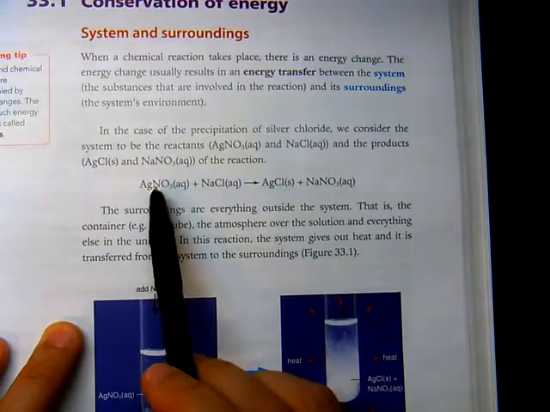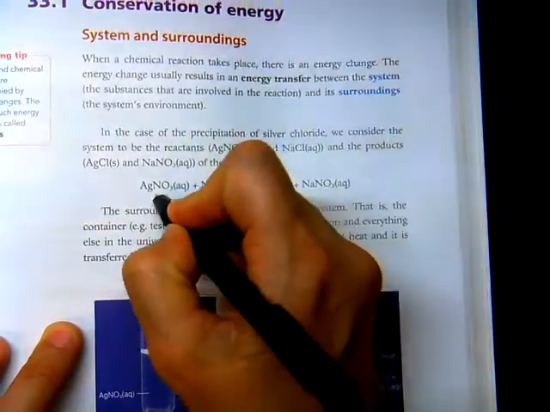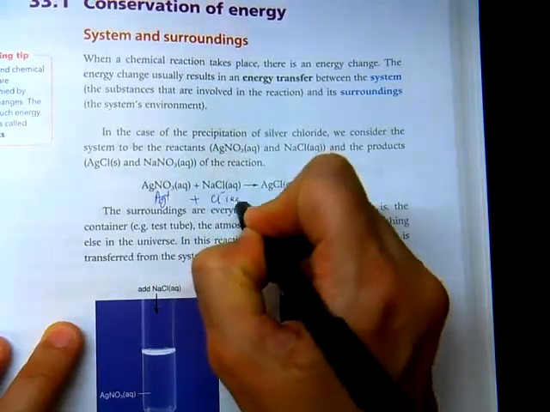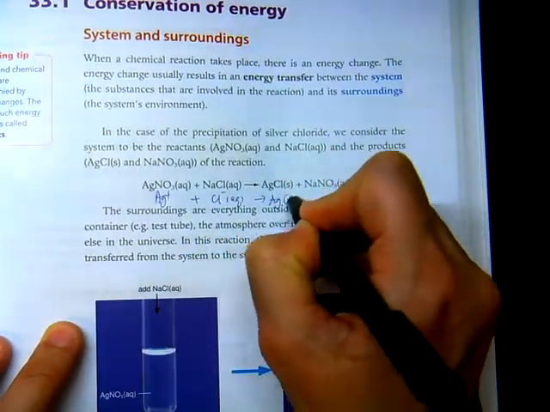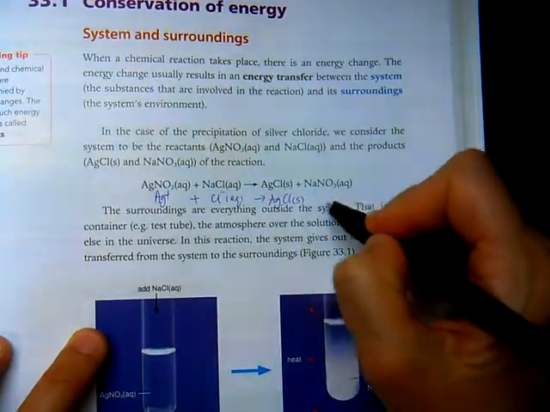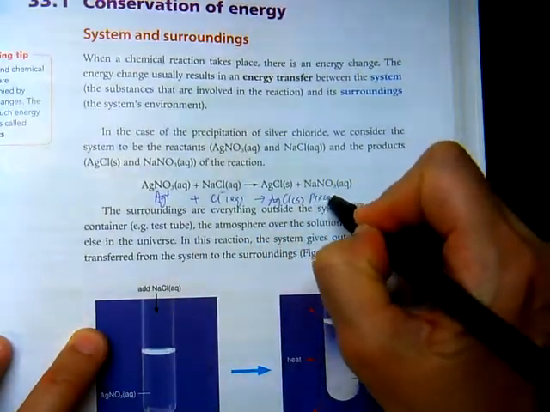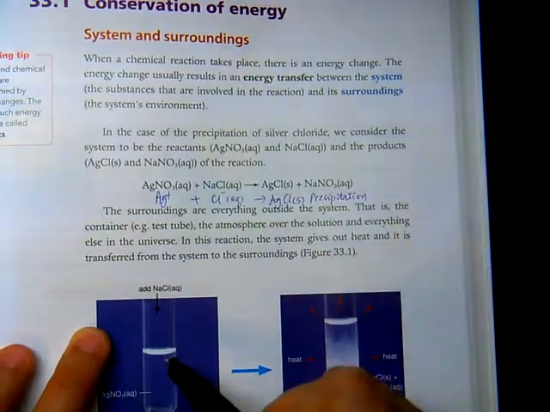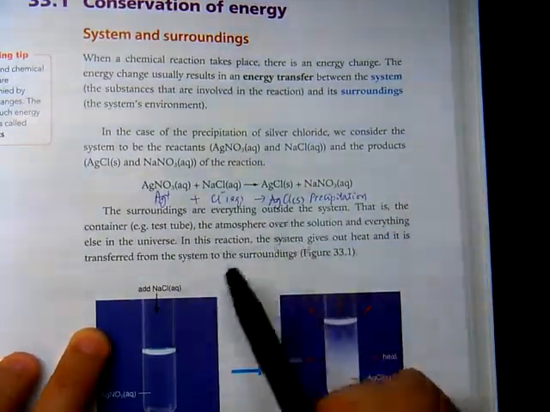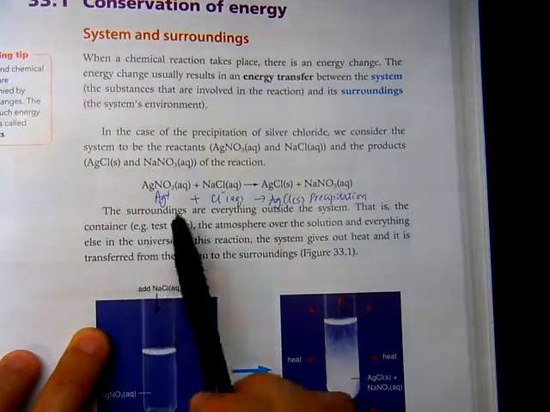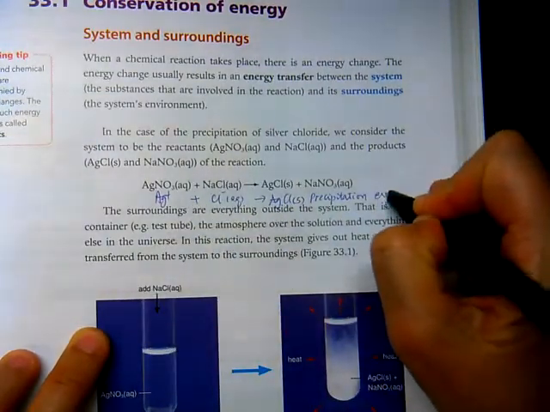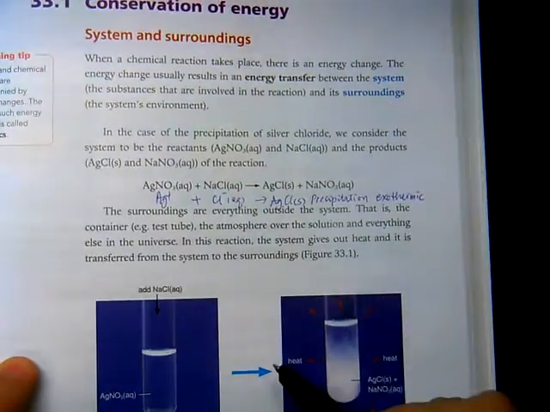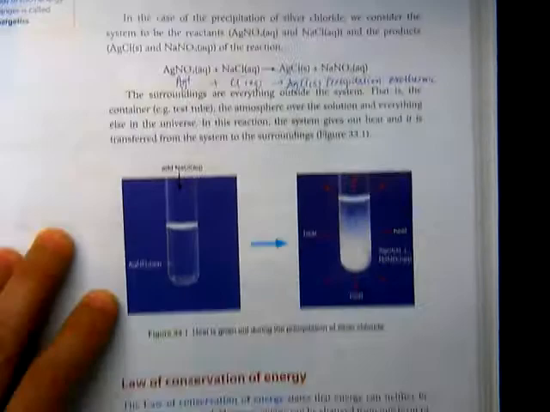It is a reaction between silver ion and chloride ion. Actually, precipitate silver chloride is formed. This is an example of a precipitation reaction. Now, this reaction is exothermic. Exothermic, that means heat is released. Therefore, look at this photo.